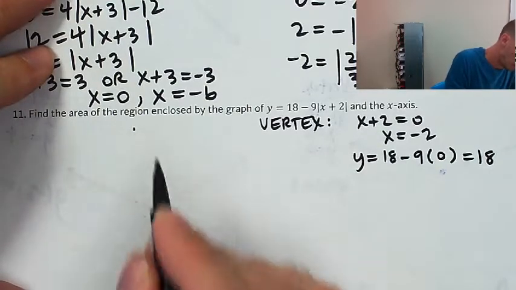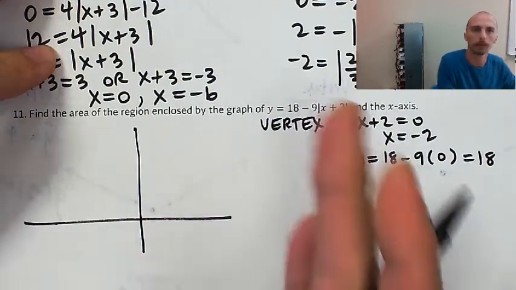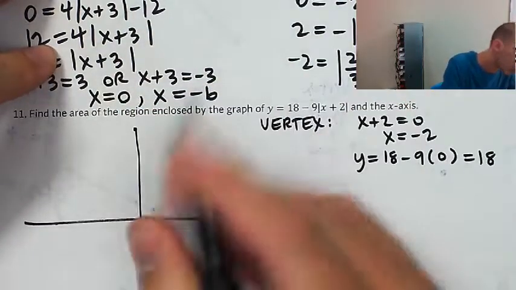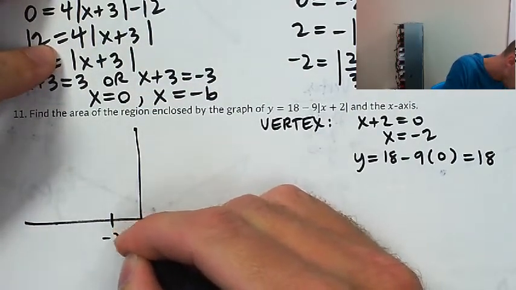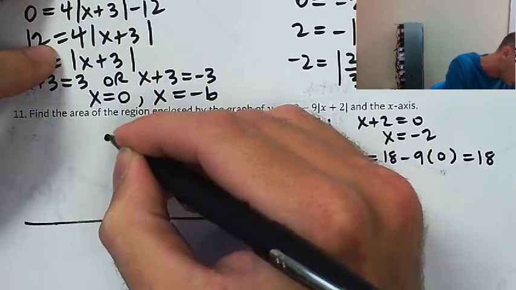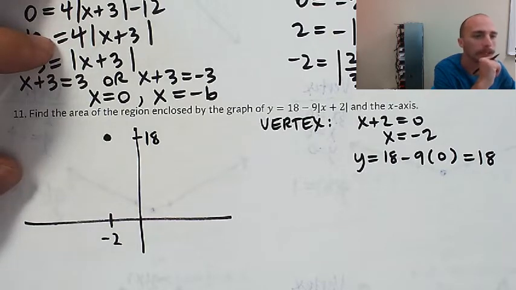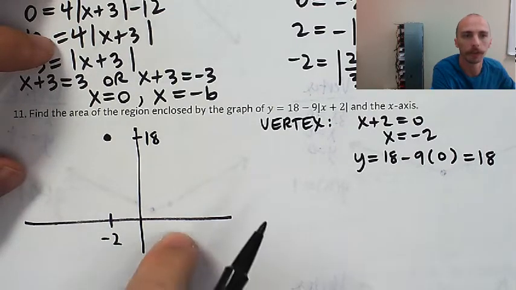I know that I probably am going to need more of this, right? More positive y's and more negative x's. So I'm going to say that's negative 2. And I'm just going to say that's 18, right? Because blank canvas, this is our world, we can make it whatever we want. Okay, so we're going to need another point. But what I think the best thing for us to do here would be solve for the x-intercepts. Right?